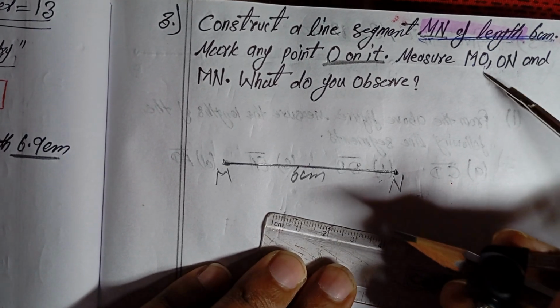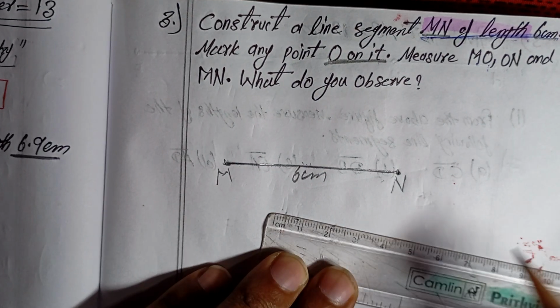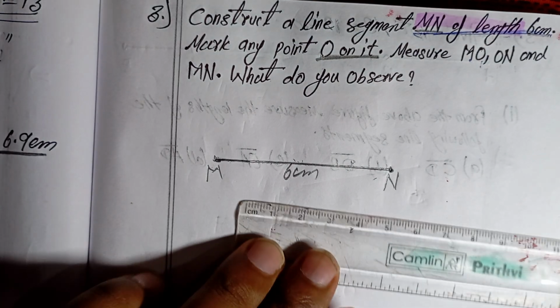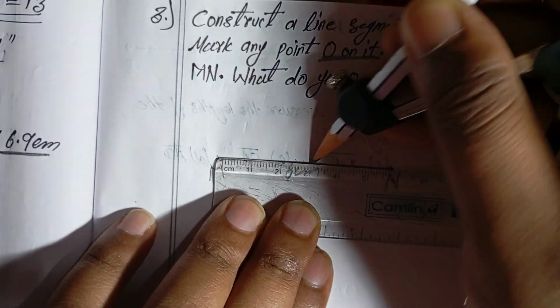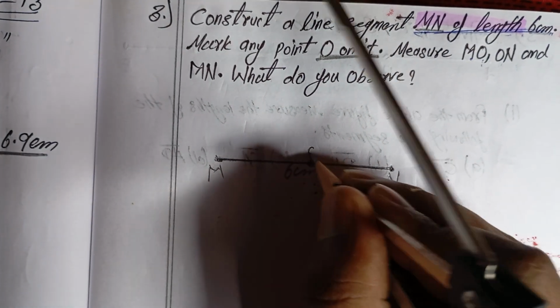So you have to make O in the middle of this. If you take half of 6, it will be 3 only. So we will take half as 3. Okay, so let's take 3. So this is 3, and let's suppose this is the point O.